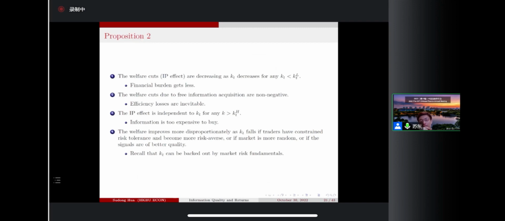Then the IP effect, actually, the welfare costs are decreasing as K_T decreases. That makes sense because this can lower the financial burden for the traders, and the welfare costs due to free information acquisition are non-negative because we have the efficiency losses even if the information is free. And the IP effect is independent of K_T if K is greater than K high, because the information is too expensive to buy. No one purchases this information. And the K_T can be backed out, but in terms of the risk fundamentals, so the welfare can improve as the K changes.